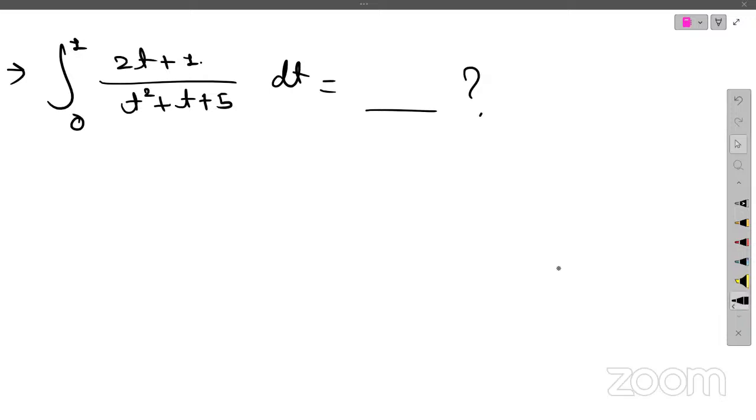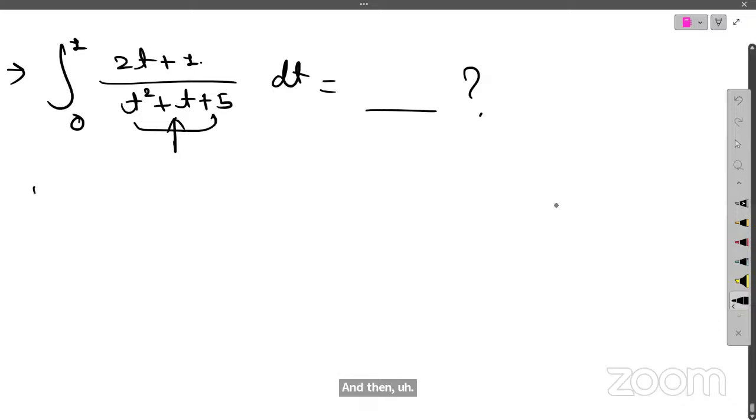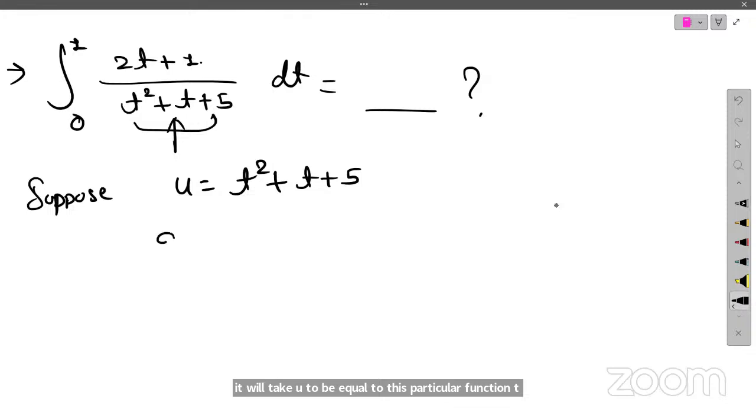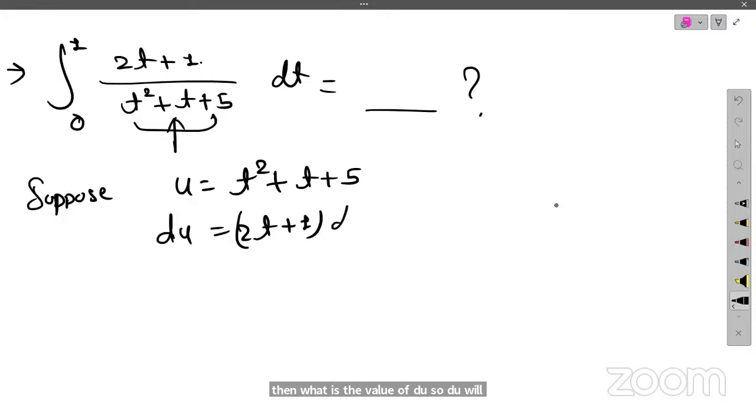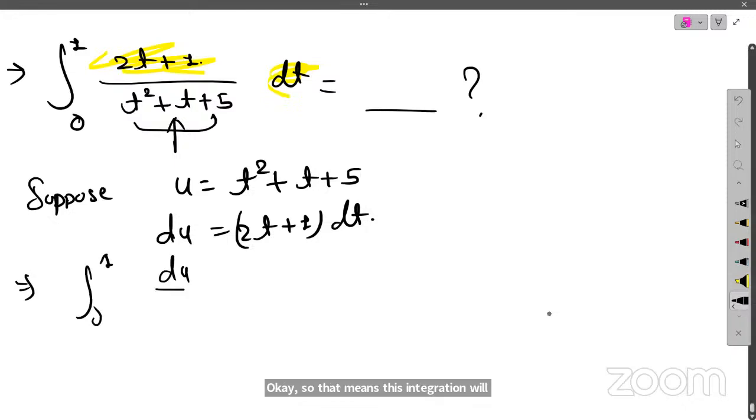What you have to do is take this to be equal to your x, and then this uses the substitution method. So suppose you take u to be equal to this particular function, t square plus t plus 5. Then what is the value of du? So du will become 2t plus 1 times dt. That means in place of this whole numerator, we can replace the whole thing just by du. So this integration will become integration of du upon u.